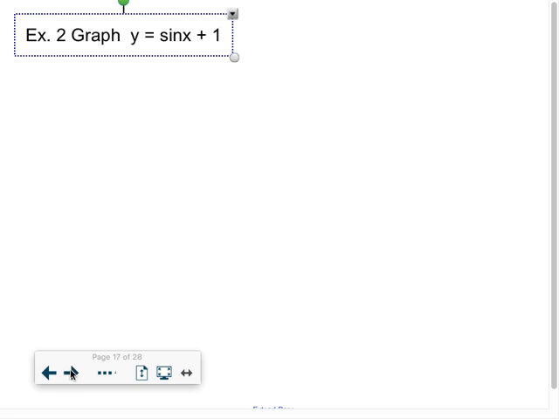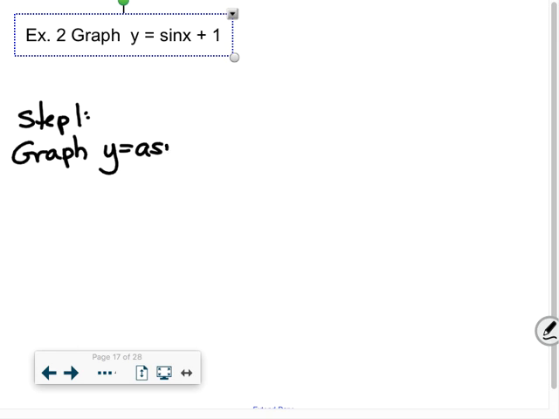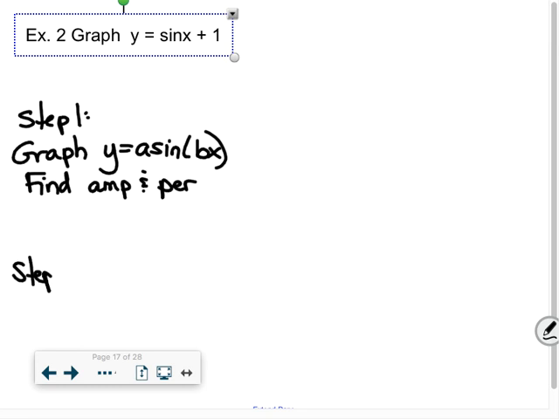Example 2, graph y equals sine x plus 1. So when we do the left, right, and up, down shift, I'm going to show you 2 steps. Step 1, and we're going to write it out formally, and then we'll do it. Step 1 is graph y equals A sine Bx. Find A, or amplitude, and period. Leave a space. Step 2, shift the H, K. These are going to be the general steps.